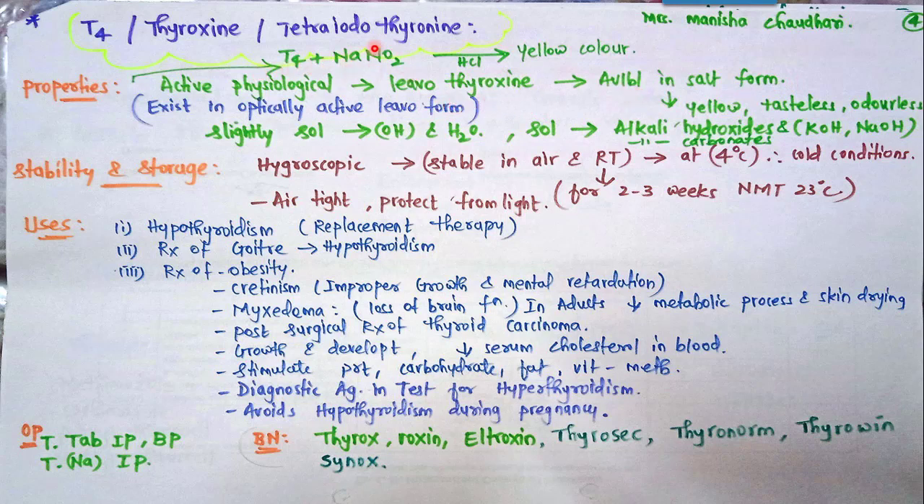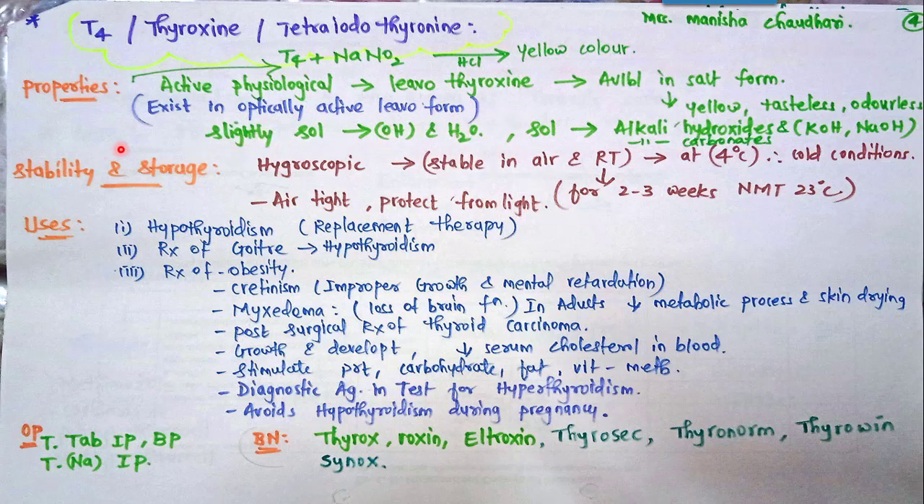T4 in the presence of sodium nitrite in conditions such as hydrochloric acid will turn yellow in color. This thyroxine exists in the optically active levo form as compared to the dextro form. The levo form is 1 to 40 times more potent than the dextro form.